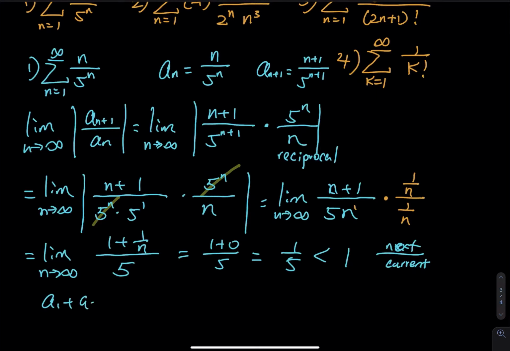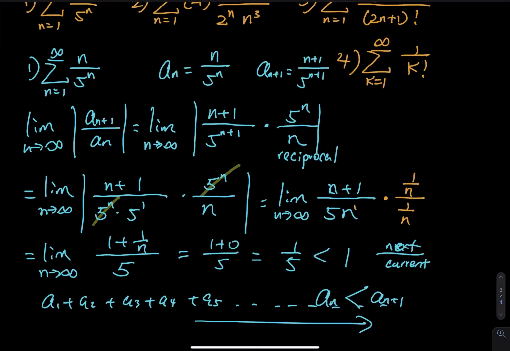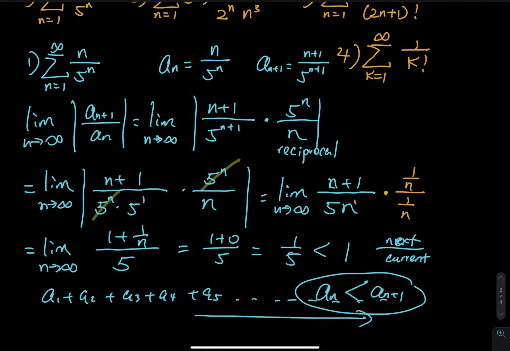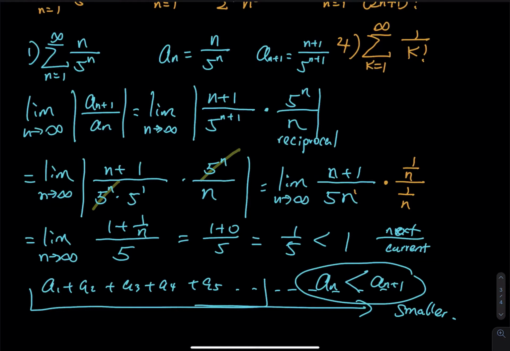a1 plus a2 plus a3 plus a4 and then plus a5, and then we keep on moving. So we have a_n and then a_(n+1). The next term is less than the previous term. That means as n approaches infinity, these numbers are getting smaller and smaller. As a result, the sum is determined by the first couple numbers, and therefore the entire series is absolutely convergent by the ratio test. So that completes this problem.